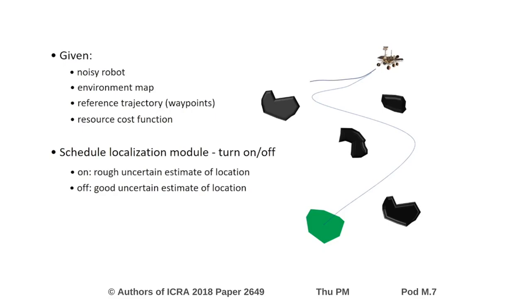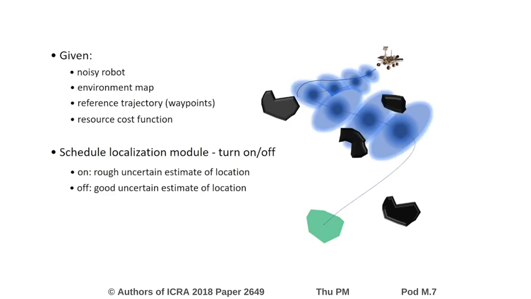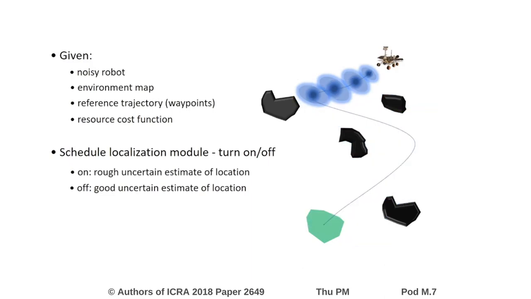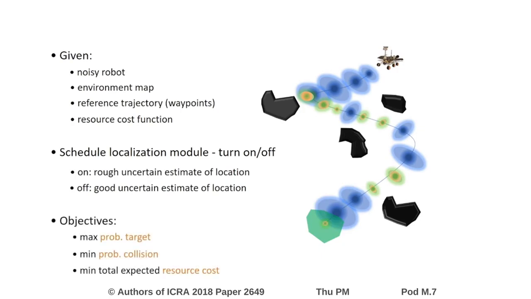Note that when the localization module is not used, the robot only knows a rough estimate of its location, which can cause a deviation from the reference trajectory. And if the robot continues without localizing, it could possibly collide with an obstacle or miss the target. But when the localization module is used, the robot gets an accurate estimate of its location and can try to get back to the trajectory. Therefore, the problem becomes multi-objective optimization, where we want to maximize the probability of reaching target, minimize the probability of colliding with an obstacle, and minimize the expected total resource cost.